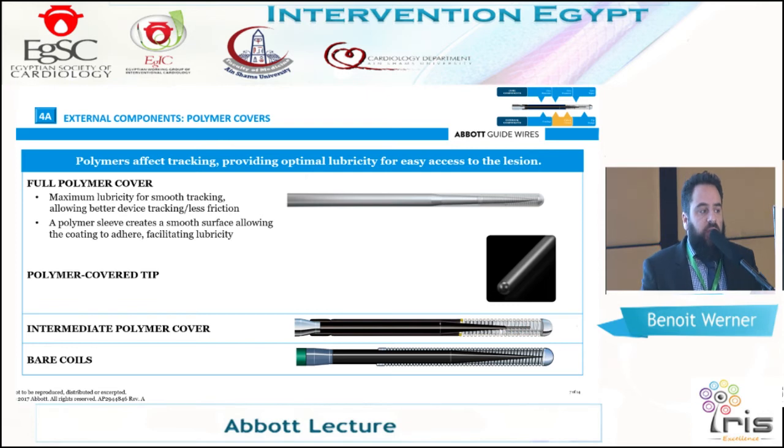Another really important part of the external component is the coils. We sometimes forget to talk about the coils or present them, but they are one of the most important parts for different reasons. The first and most obvious one is really the tactile feedback you get during the navigation. Again, when you have full polymer cover, you lose a bit. You have, of course, a lot of benefits during navigation, but on the other hand, you lose a bit of the tactile feedback. The coils will provide you this tactile feedback.